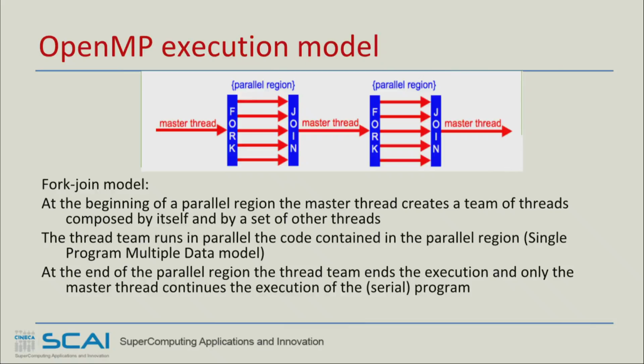This can happen many times. All the times that you want to create a parallel region inside your code, you will fork the execution, creating many parallel threads.